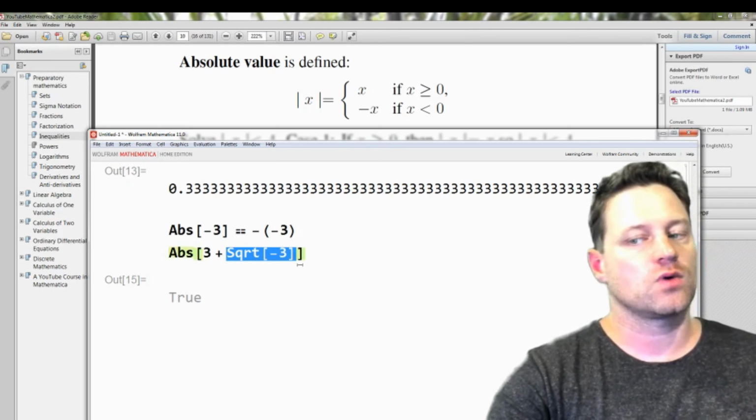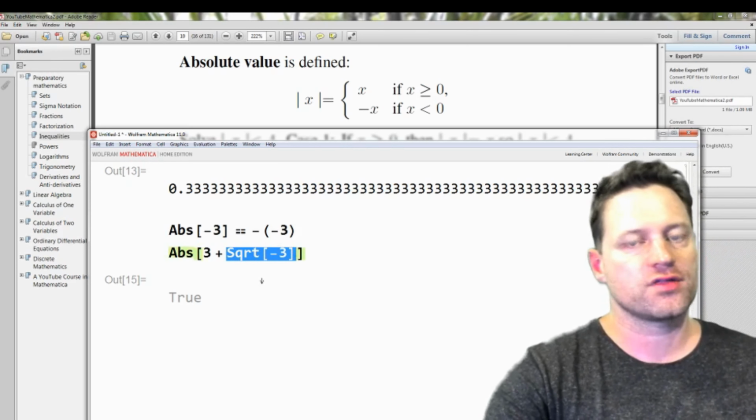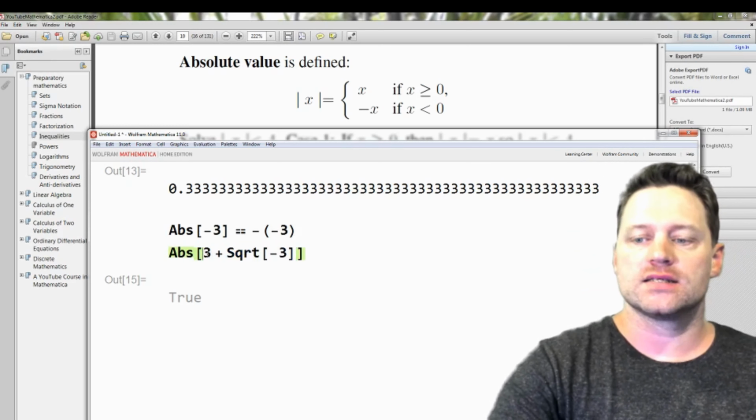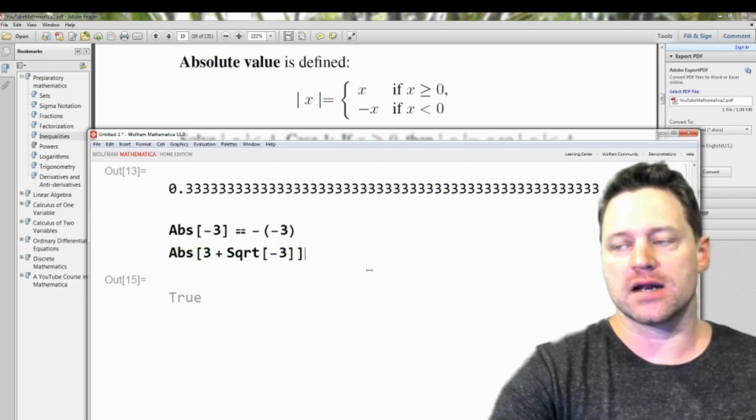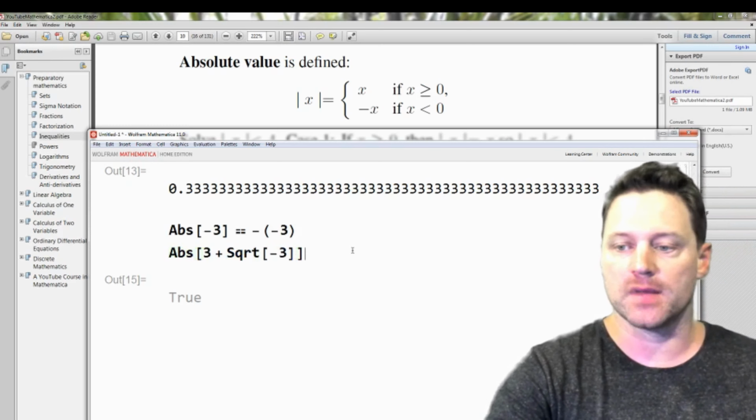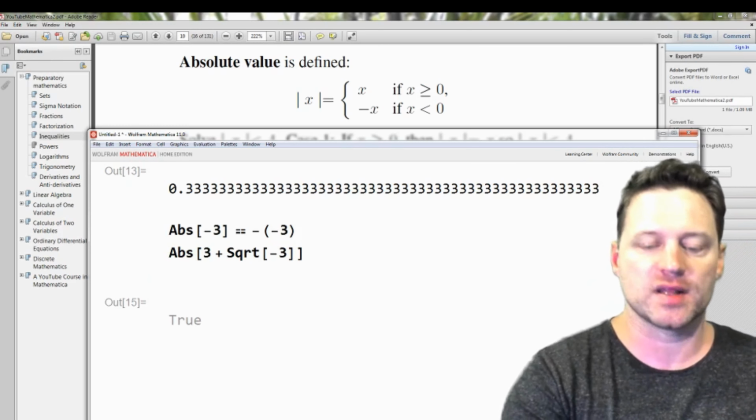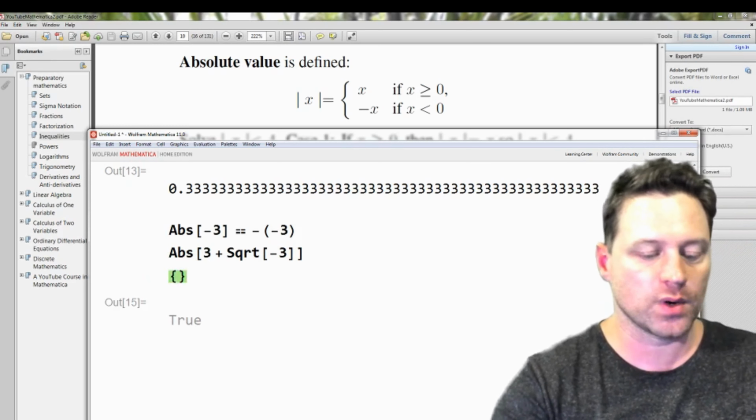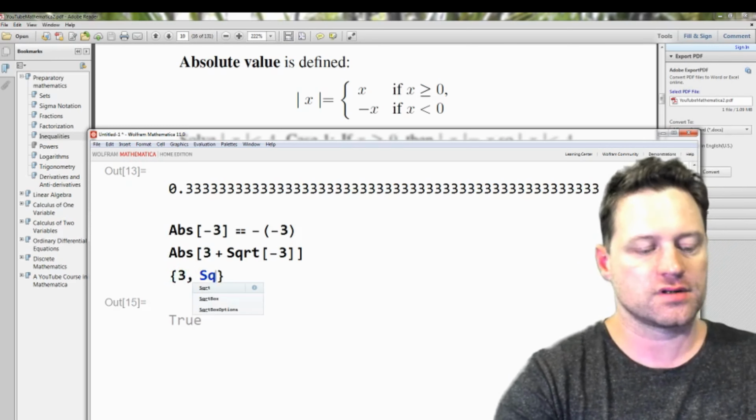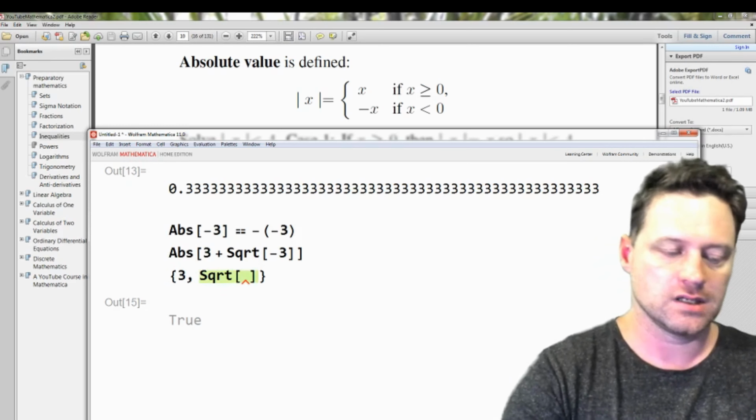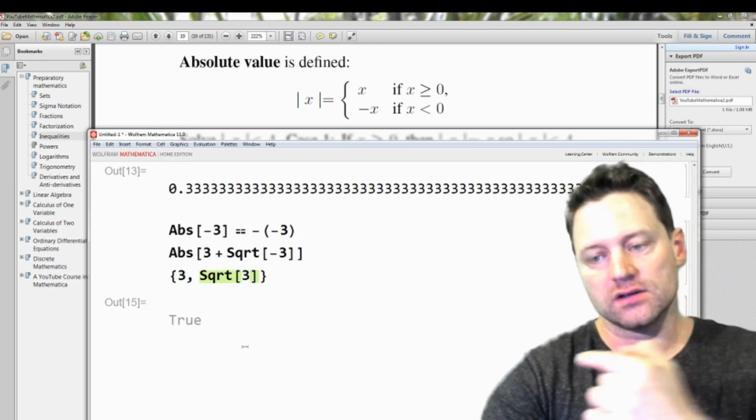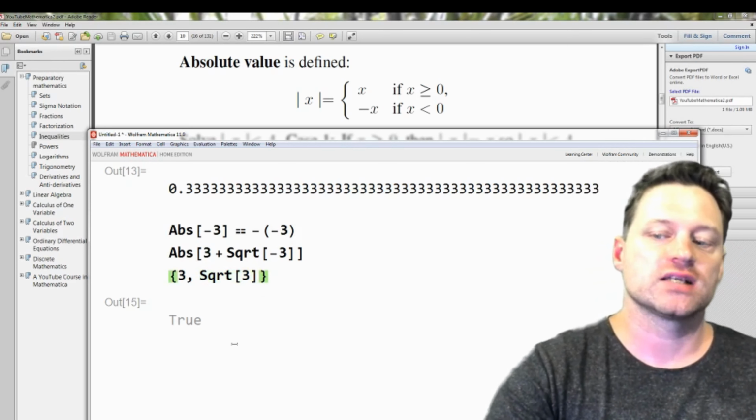Okay, so this is what we would call root 3 times i, where i is the square root of minus 1. So it has a real part and an imaginary part, and we can view this as a point in the complex plane. As a point in the complex plane, we might view this as the point 3 in the real direction, and then root 3 in the imaginary direction. So we would view it as a point like this.